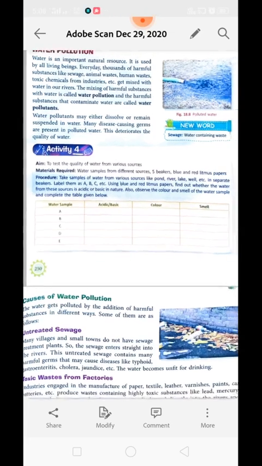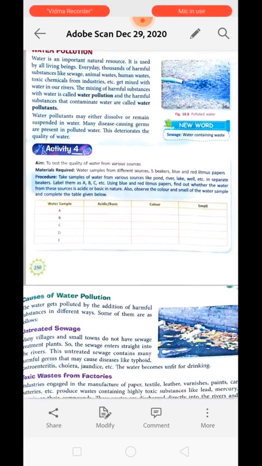Now over here we have activity number 4 to test the quality of water from various sources. To perform this activity, we need water samples from different sources, 5 beakers, and blue and red litmus paper. We will take the samples of water from various sources like pond, river, lake, well, etc., wherever you have collected the water from, in separate beakers. Now we will label them A, B, C accordingly, and then we will use both of the litmus papers, that is blue and red, to test the acidity and basicity of the water.